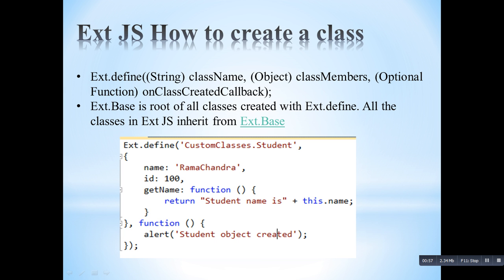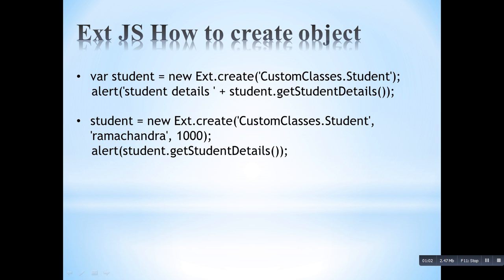Here I am using var object = new Ext.create, passing the student class name, and I am just getting the information and printing it in the UI. Similarly, here with create I am passing the class name and the member items like the name and id, and student.getStudentDetails will return the details for that method. And here you are seeing the constructor function for the student class.